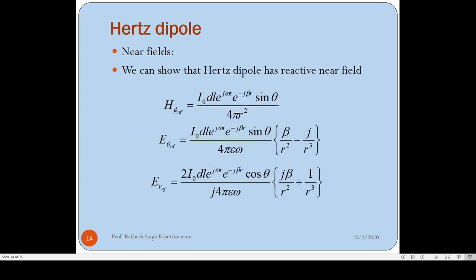So let us look at the fields. One field, we'll call it near fields, which are existing near the dipole antenna, Hertz dipole antenna, and they will have a variation with respect to r as 1 by r square and 1 by r cube. So these are the near field for the Hertz dipole. This is the magnetic field, and this is the electric field. Will have both E theta and E r component. Magnetic field will have only phi component.